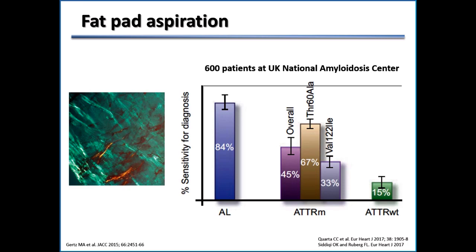showed is the reason why you see such wide variability in the literature is because the different types of amyloid actually have different sensitivities. Light chain amyloid, you're likely to find it. Hereditary ATTR, maybe. Wild type amyloid, probably not. So fat pad biopsy is not the most accurate testing.